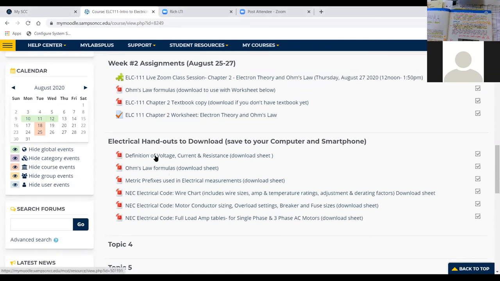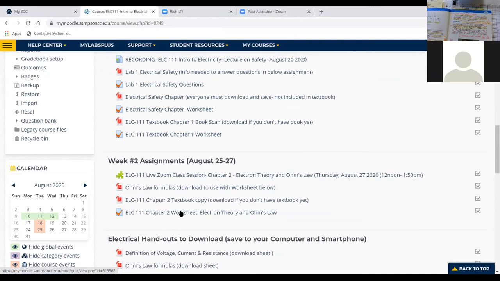All of these downloads, you can go ahead and do. There's Ohm's Law, the definition of voltage and current. And then there's metric prefixes I put in there for you that shows the milli and the K and the mega and all that stuff. And then electric code stuff that we're going to get into also. So all of those you can download.